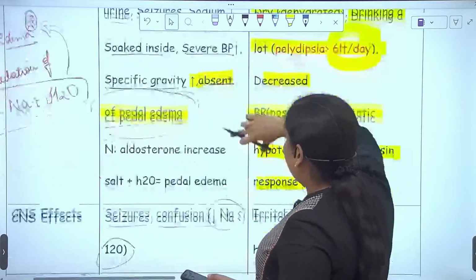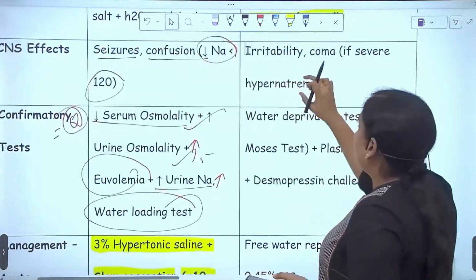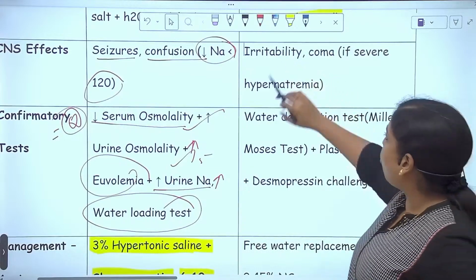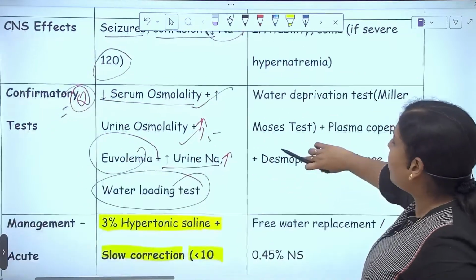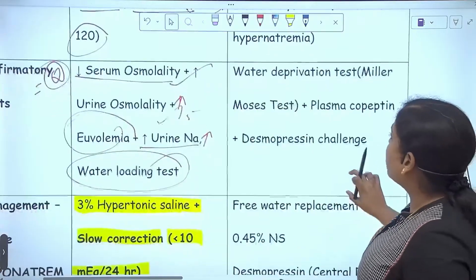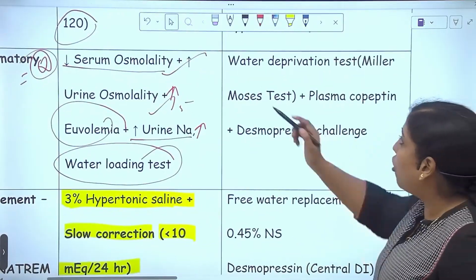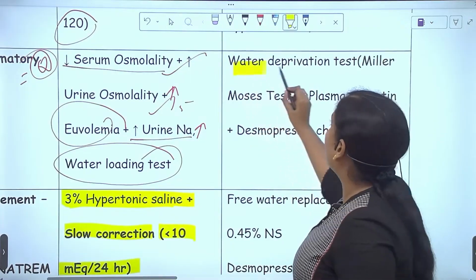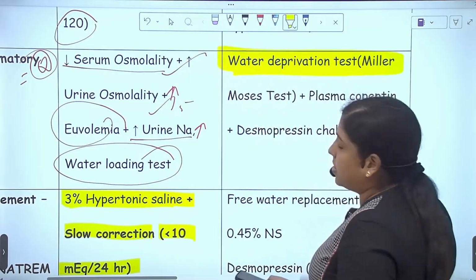Yes. Next is the CNS effect. The patient will be having irritability, coma, and if severe hypernatremia is there, the patient will go for severe irritability and coma. And next is the confirmatory test for your diabetes insipidus, which is the water deprivation test.